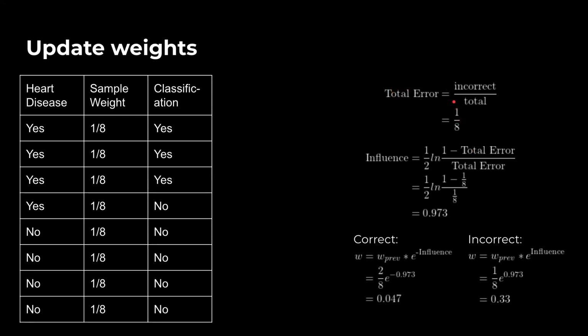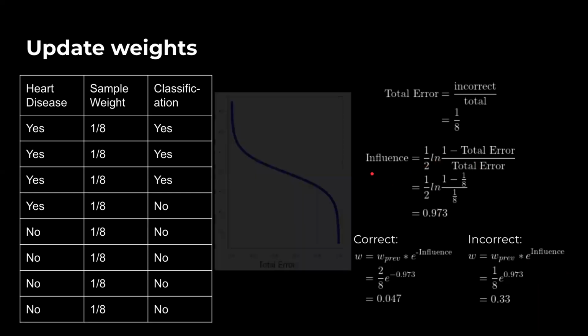So here's the formula for total error. It is the number of incorrectly classified examples divided by the number of total examples. And in this case, since we have only one incorrectly classified example here, it's 1 divided by 8. And that's the total error. Now for the influence, it's this somewhat ugly formula, and this comes out to 0.973.